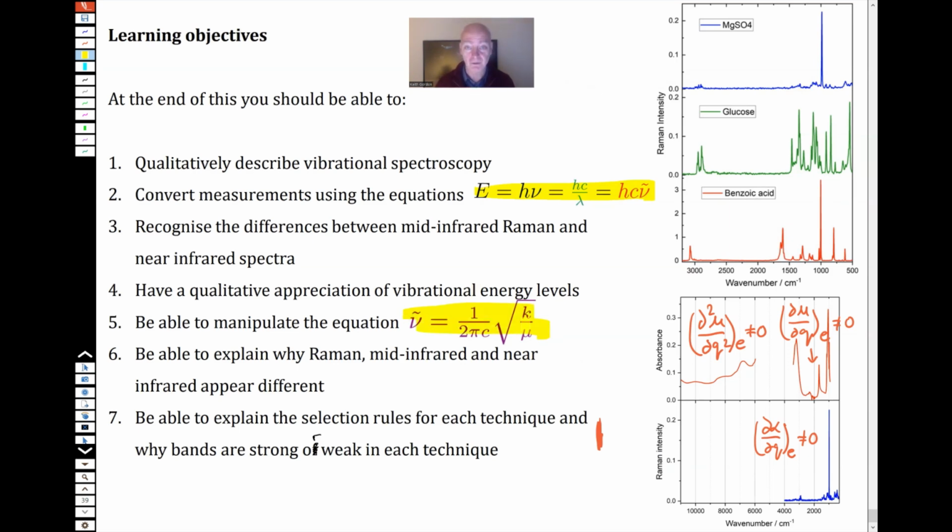Okay, so I hope that was helpful and really got across this idea of why these techniques are different, and indeed how the fact that they're different, and the way light and matter interact in different ways in these techniques, is actually quite a helpful way to understand these types of phenomena.